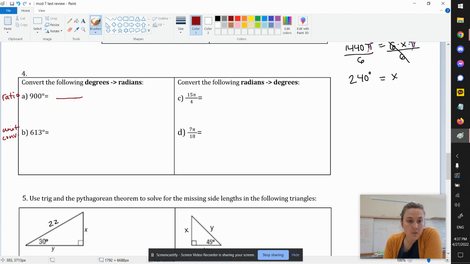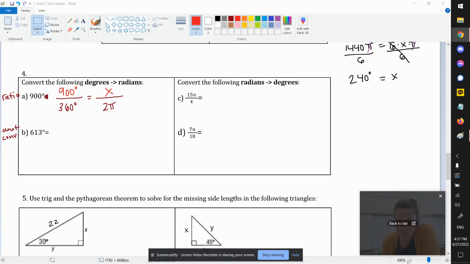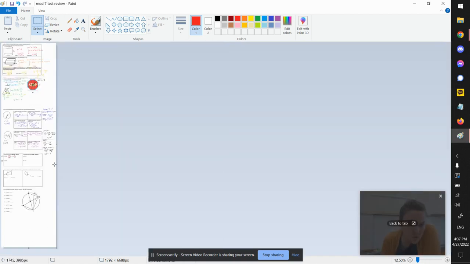For the ratios, our ratios are always 360 on the bottom and 2 pi on the bottom. If we've got degrees, we put our degrees above 360 and an x above radians, and then we cross multiply. Let me actually zoom out, give myself some more space.